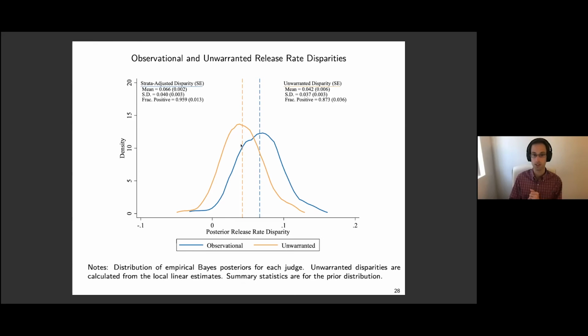And if we look at the dispersion, there is actually quite significant dispersion. So judges are differentially discriminating. But again, almost all of the judges are to the right of 0. So this is a setting where almost all judges' decisions have some disparate impact on black defendants relative to white defendants.